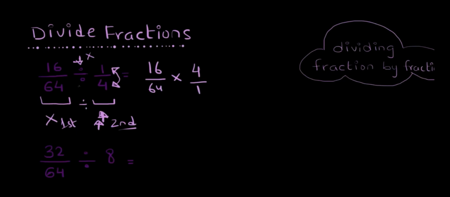Clear? So the division sign changes into a multiplication sign. The second fraction, 1 over 4, flips over to become 4 over 1. And then it's just regular multiplication. We've done the table of 4. We know that this is 4 times 1, and that's 4 times 16. 16 times 1, and that's 16 times 1. Let's do this again. So the answer is 1, right?